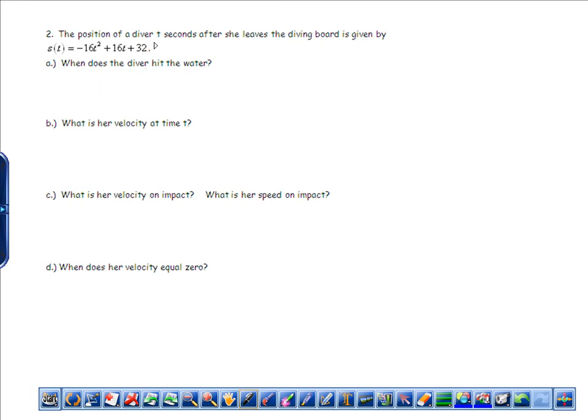This is an Algebra 1 question. This is not anything overcomplicated, so don't overcomplicate it. When does the diver hit the water? That happens when her position, or his, does it say she? It does say she. When s of t equals 0.